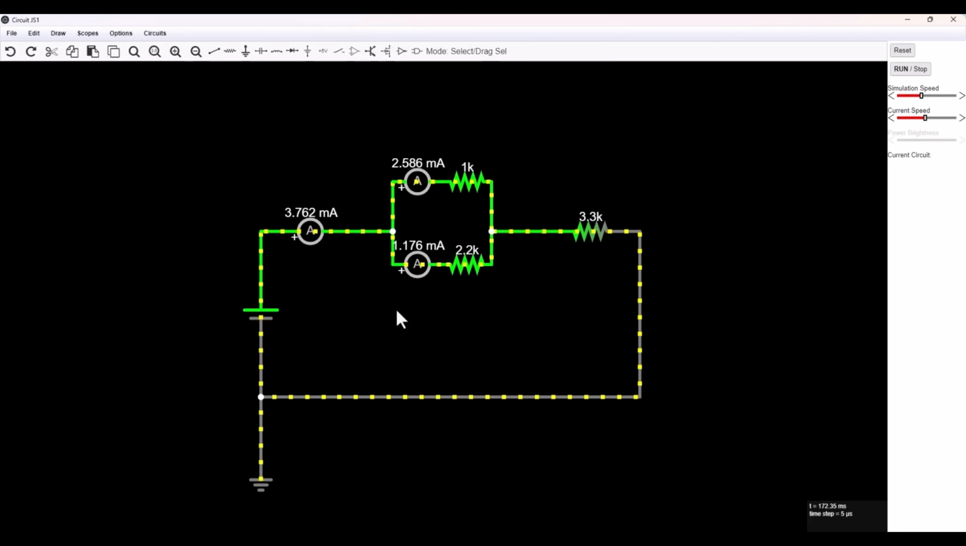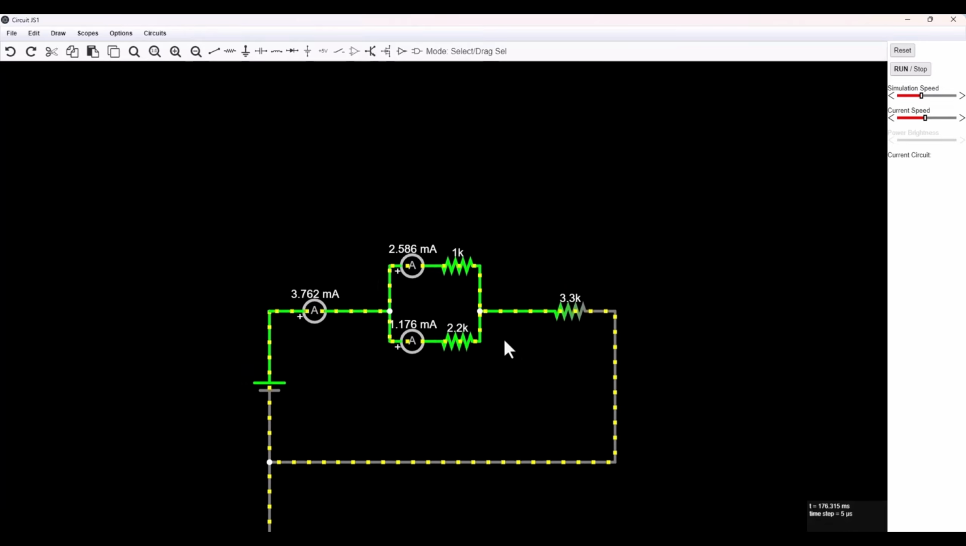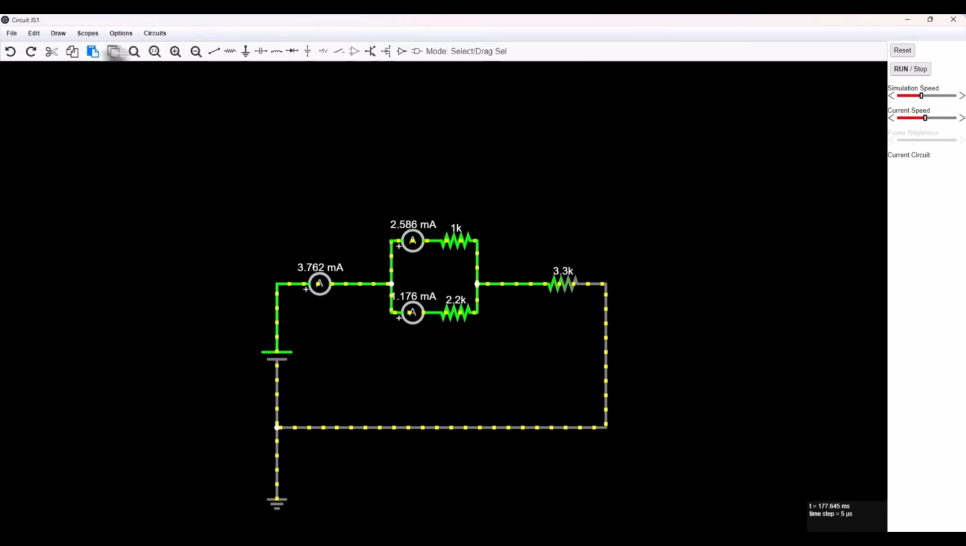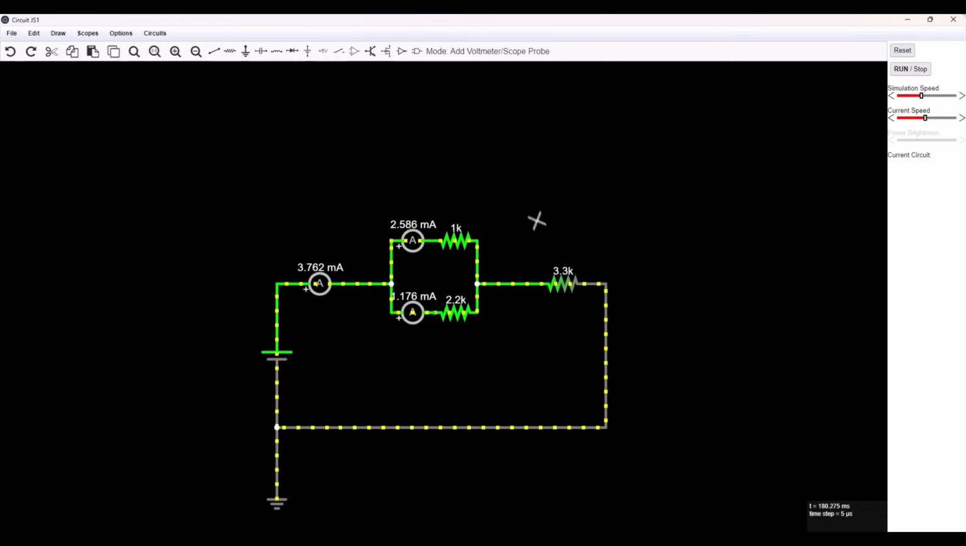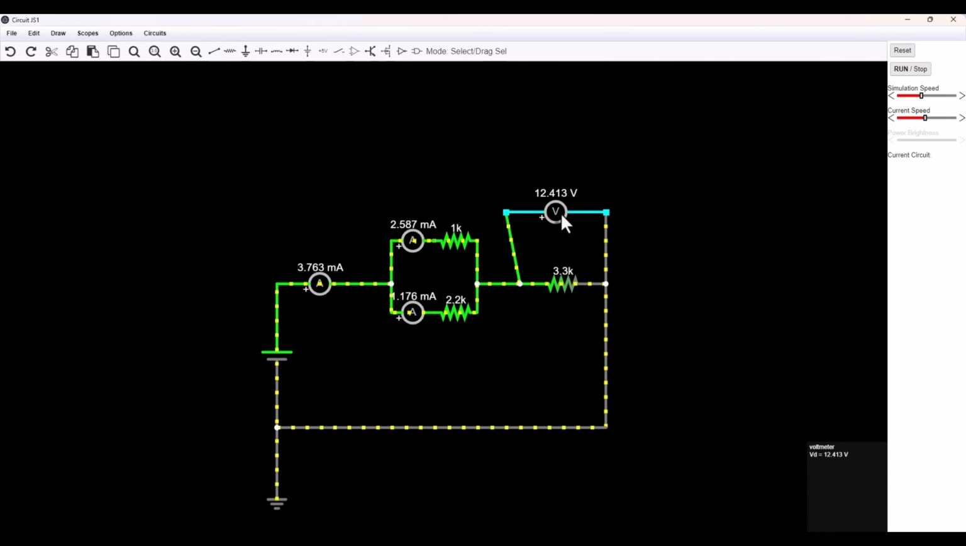Then it asks for different voltages, the voltage of R3, the voltage of this guy, and the voltage of these two guys. So obviously we can find that, and then we can prove the KVL. Let's go to draw, output, and voltmeter. If you go there, you do have the voltmeter over here. Just connect it like this, connect it like that. Okay, we do have 12.413, which the answer is 12.414. This is so similar.